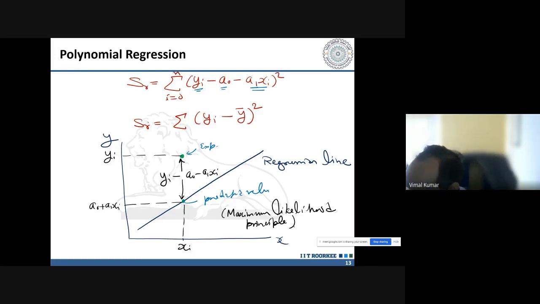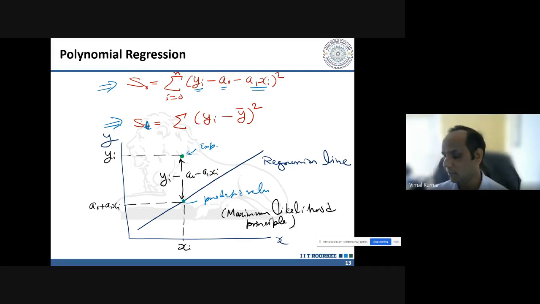There is one thing, actually. This is St, that's not Sr. This is different. This is Sr, the sum of residual errors. Actually, this is the total deviation from the data.